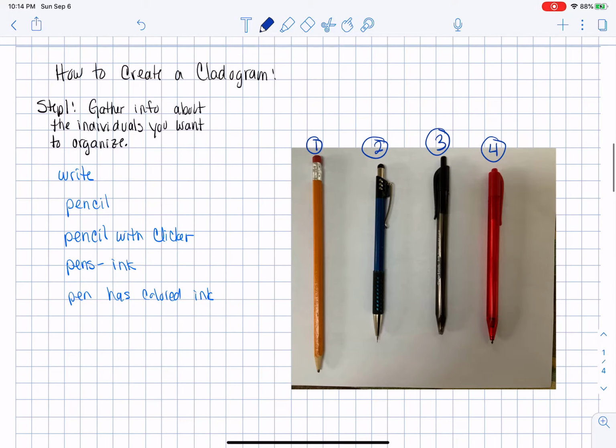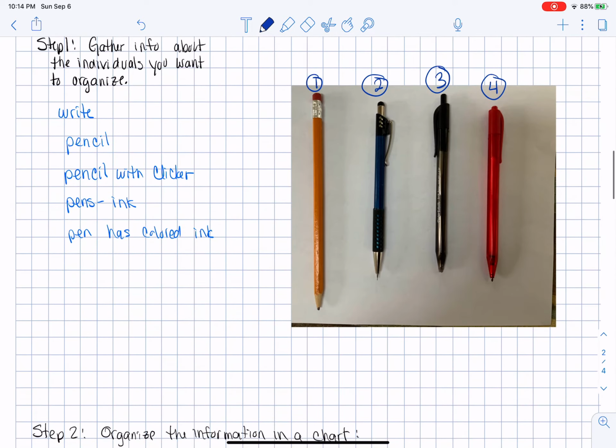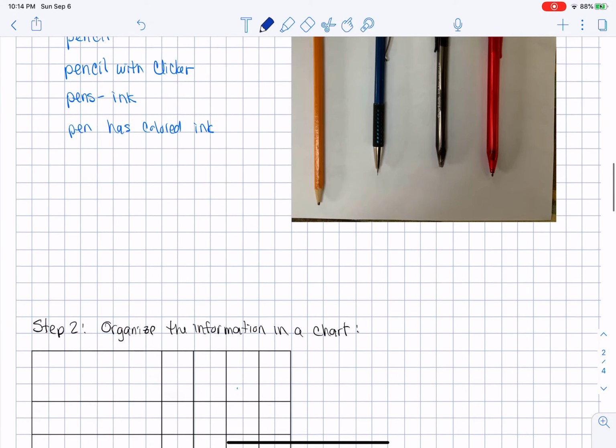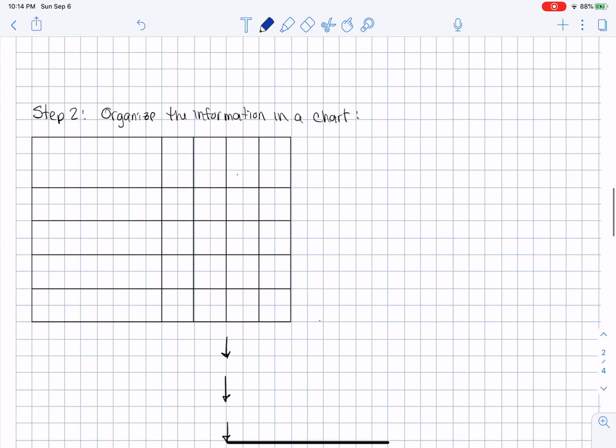So our characteristics are that all of these things write. We have a pencil. We have a pencil with a clicker. We have a pen with black ink. We have a pen with colored ink. So our step 2 is going to be to organize these into a chart as such here.